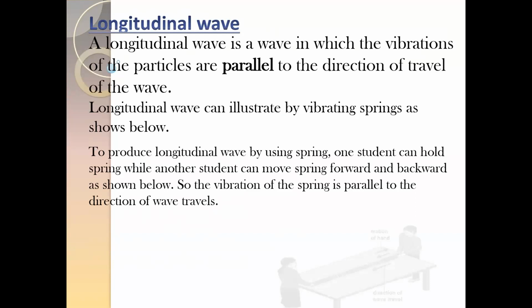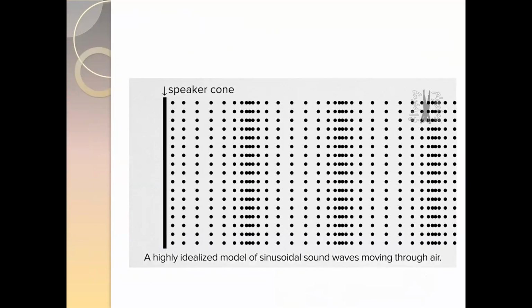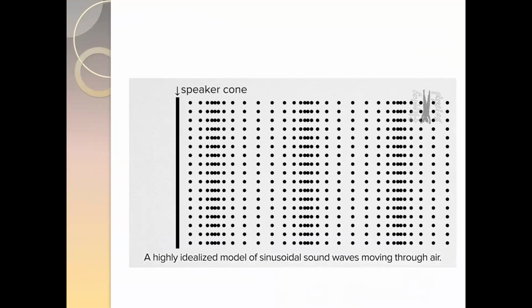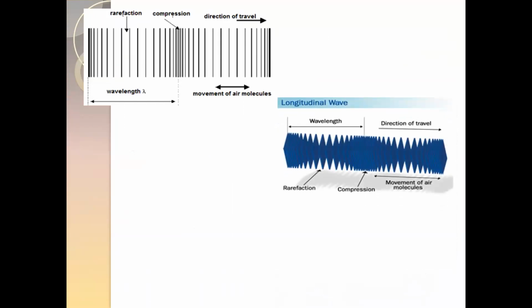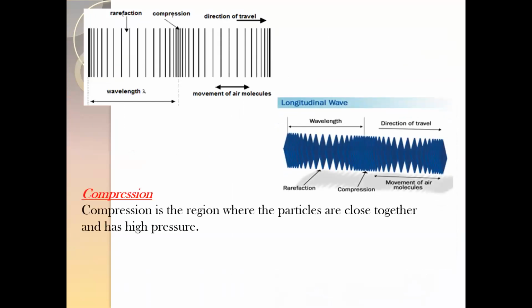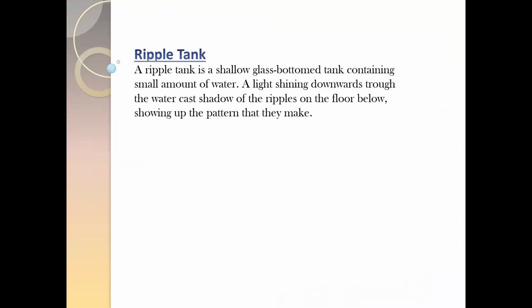The longitudinal wave is the wave in which the particles vibrate parallel, as you can see, the disturbance of the particles is in the same direction in which the wave travels. An example of this wave is sound waves. The region in the longitudinal wave where the particles are closer, we call compression, and where the particles are farther apart, we call rarefaction.